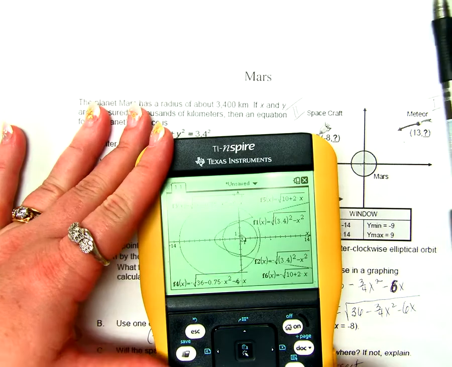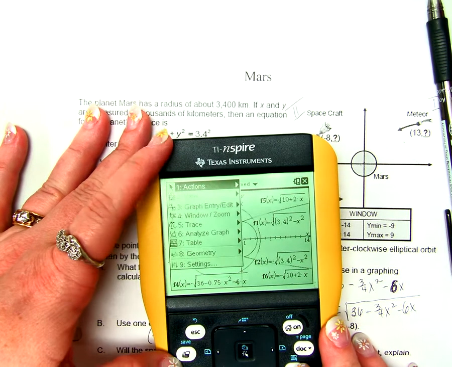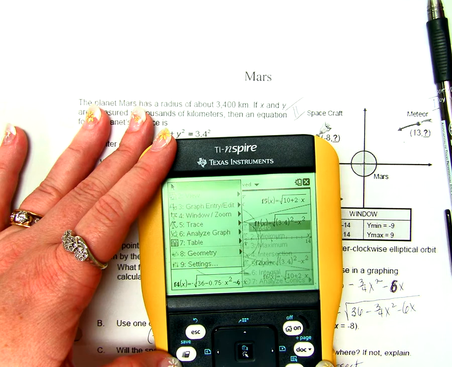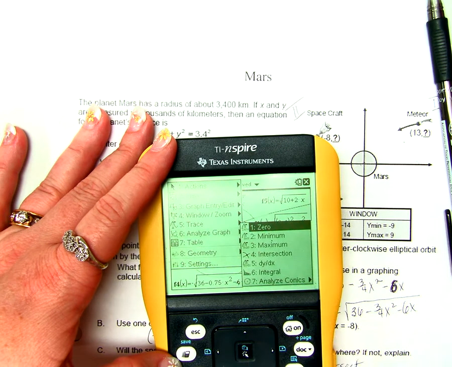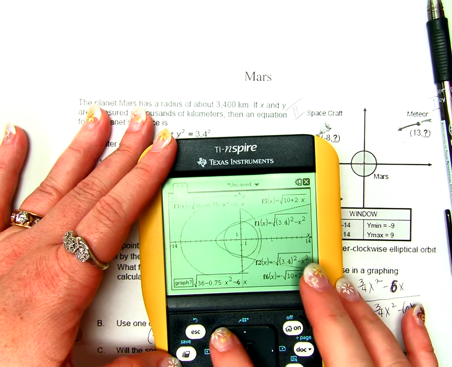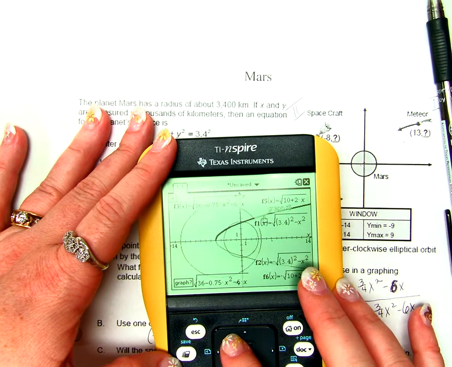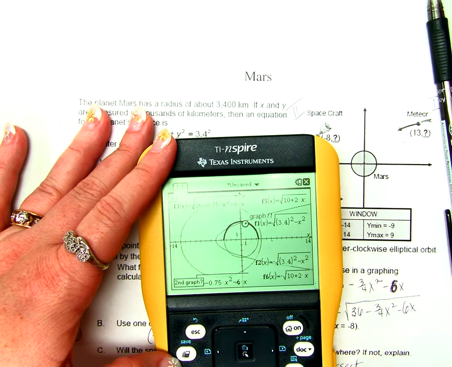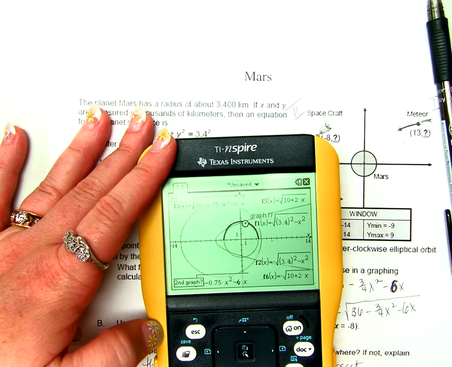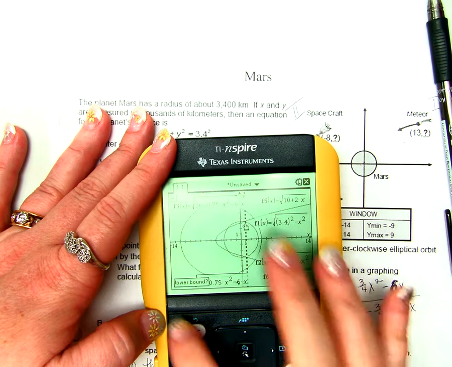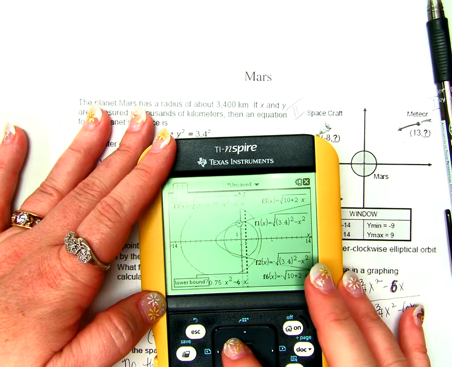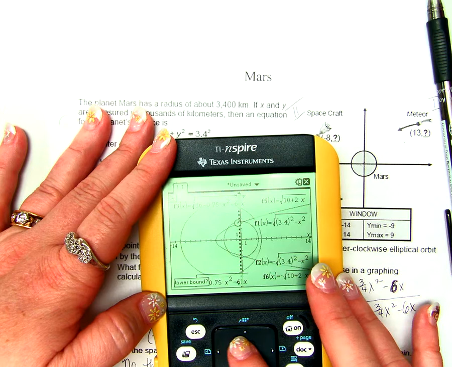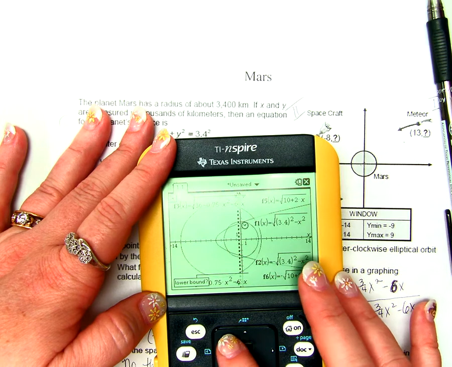So we need to menu. What do you think? Analyze the intersection of that part and that part. And then remember, it's going to ask us left and right bound. You remember that? Lower bound, so I need to put it on the left side of that intersection. So like maybe right there, and click it. And then need to move it on the right side of that intersection.